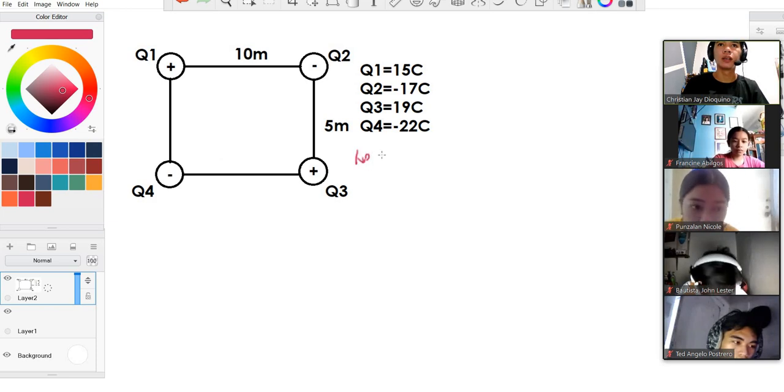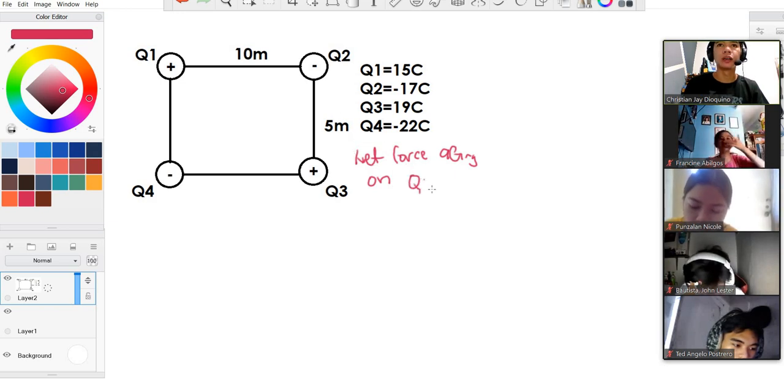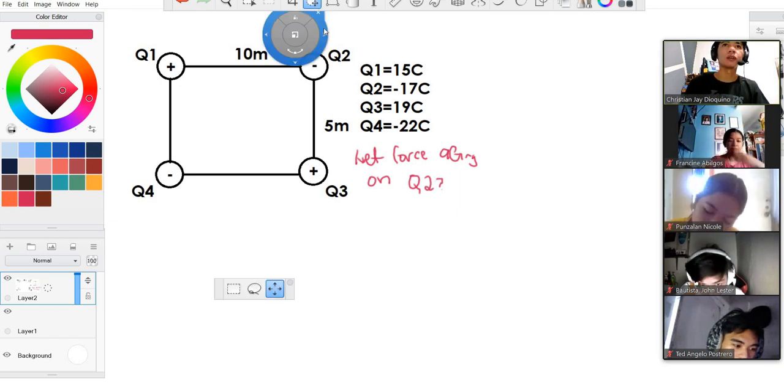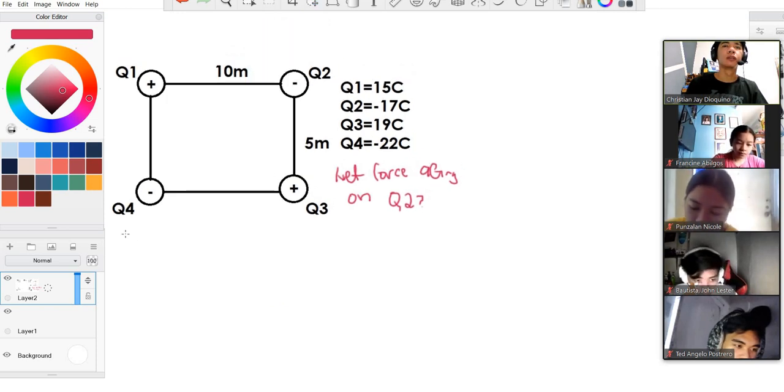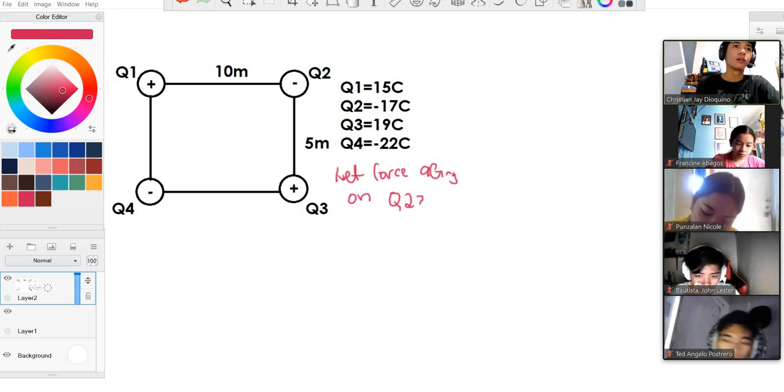The question here is the net force acting on, let's say, Q2. So we have the net force acting on Q2, with Q2 as our point charge.